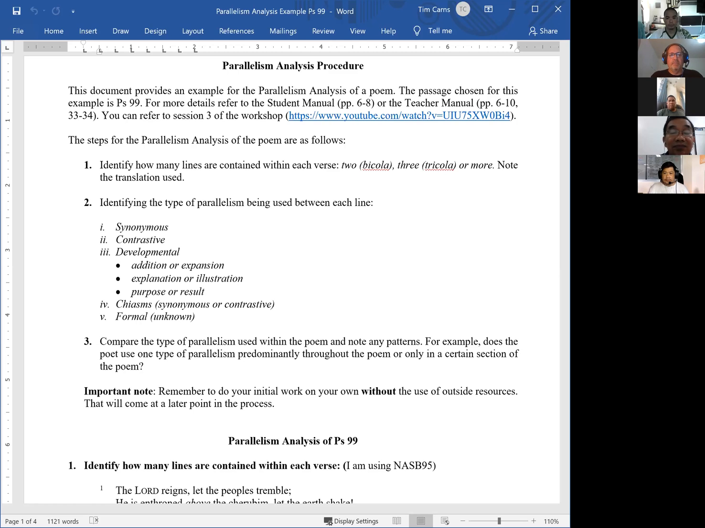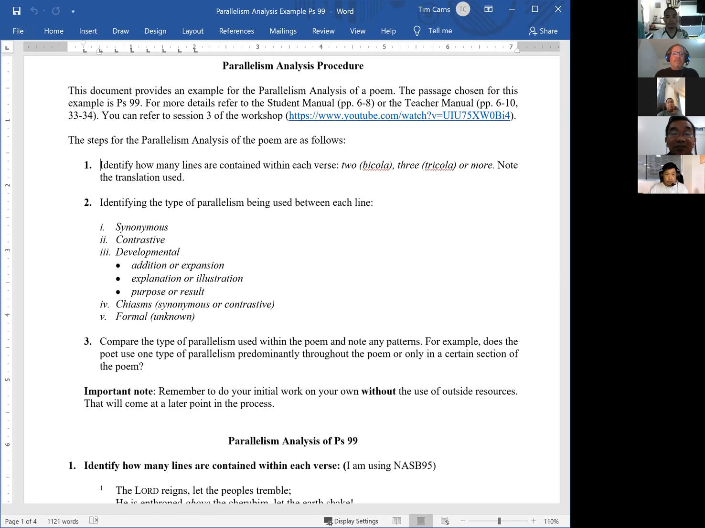When the second line modifies or develops the first, and sometimes it can be the first developing the second, depending on the passage. And then, as you said, and it's noted here, there are 3 ways that second line develops. Either it adds to, gives more information, or it provides an explanation or illustration of the first line, or sometimes that second line gives a purpose or a result. So those first 3, synonymous, contrastive, developmental, those are the most common that we have.